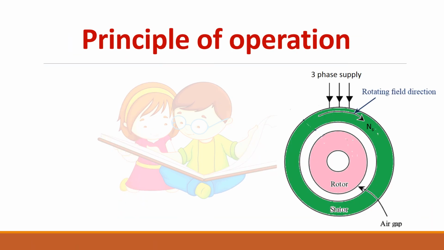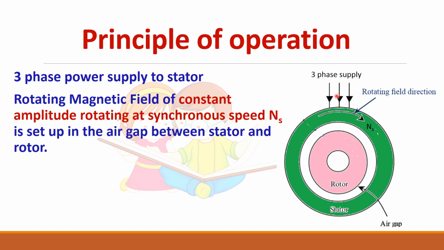Let us see the principle of operation of 3-phase induction motor. We can see that the stator is green in color and given a 3-phase supply. The rotor, initially, is stationary. Here it is represented by pink color. In between we have an air gap. So when 3-phase supply is given to the stator, it will produce a rotating magnetic field.